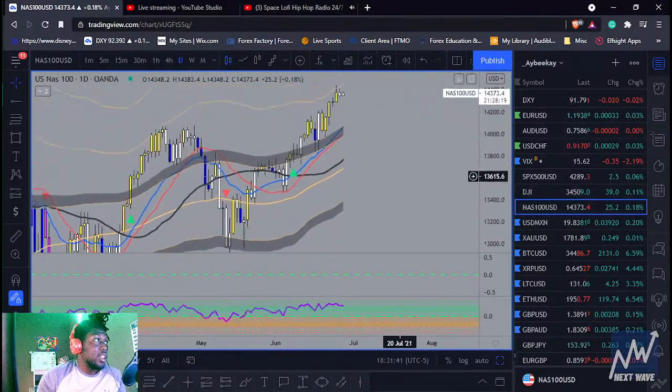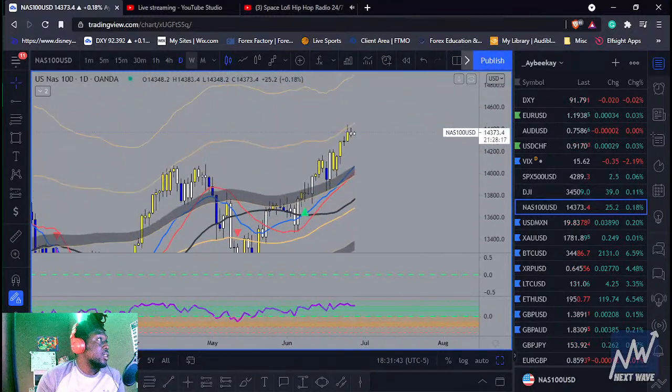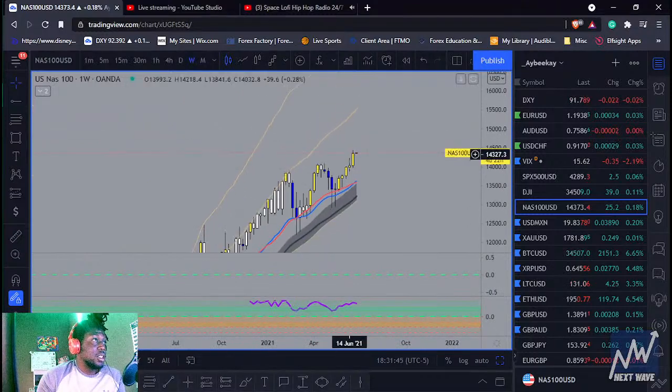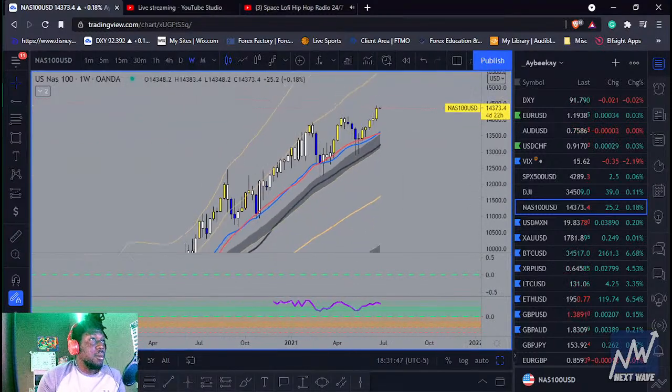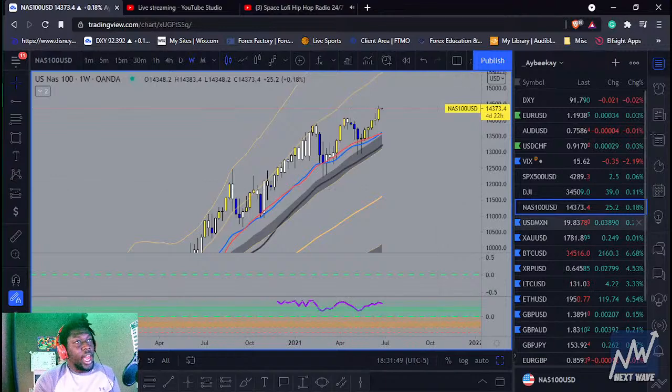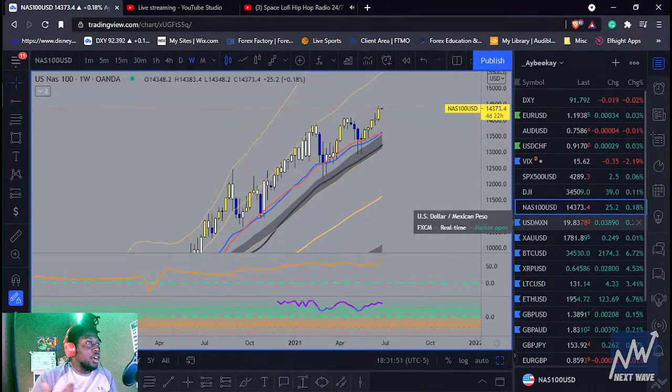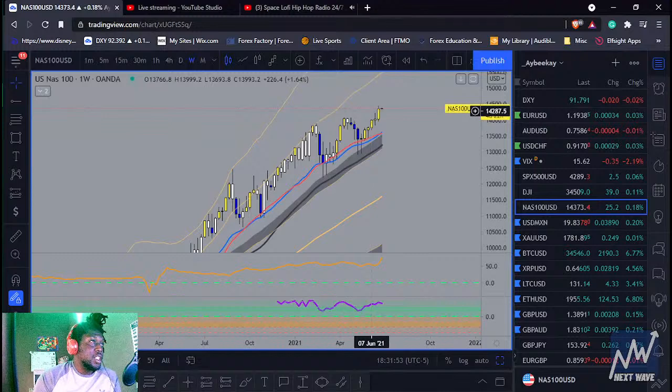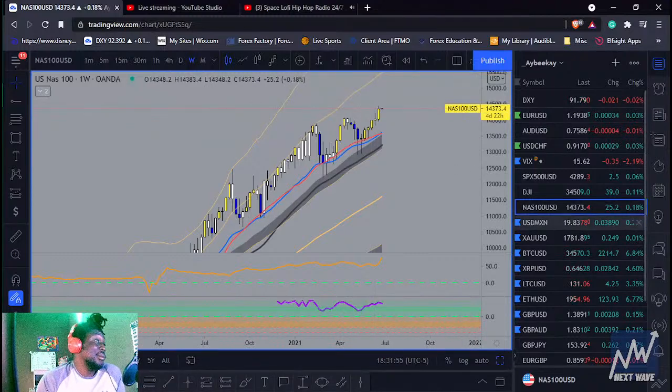Nasdaq, same thing. This thing's just making higher highs. Look at this weekly candle making higher highs. Price is going to keep going bullish. I like to buy low and sell high, and I'm not going to try to sell at all-time highs.